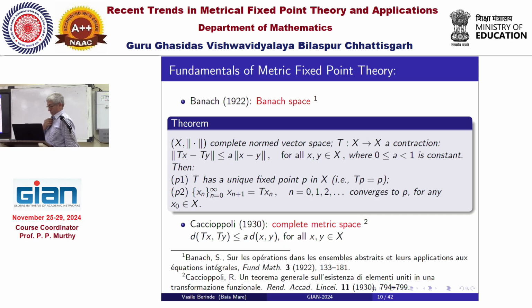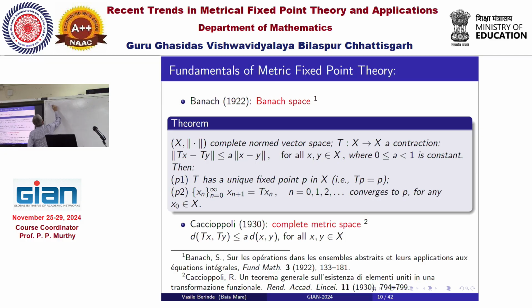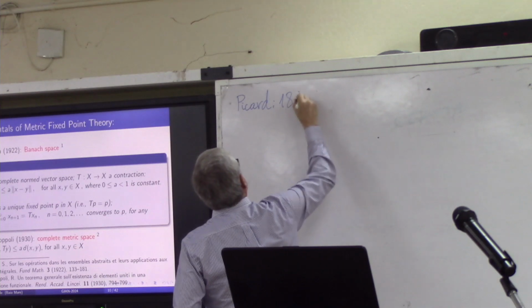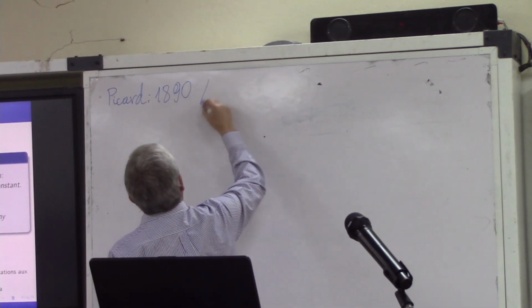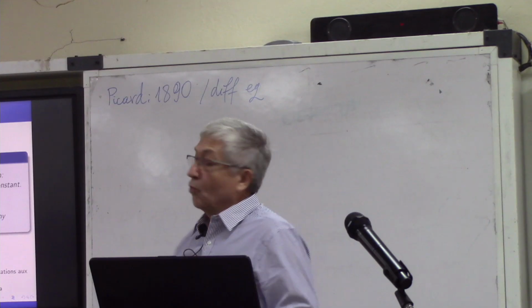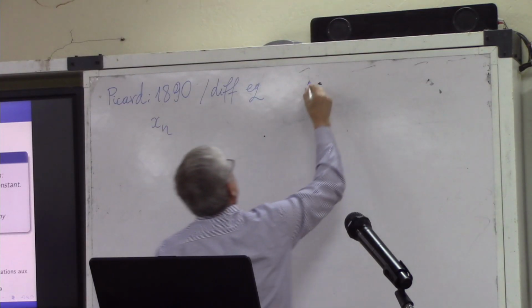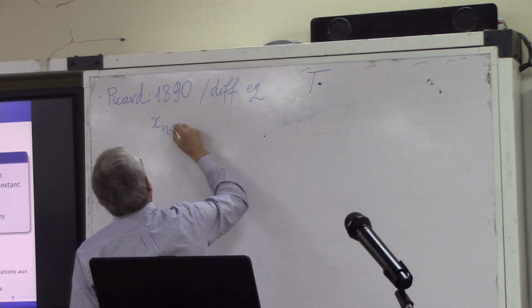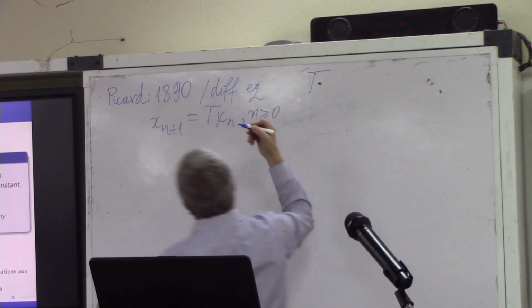So what happened actually? Picard, in a series of papers starting in 1890 devoted to differential equations, used what we call now Picard iteration, that is, for a map T we define this sequence, which is a sequence of successive approximations or Picard iteration.